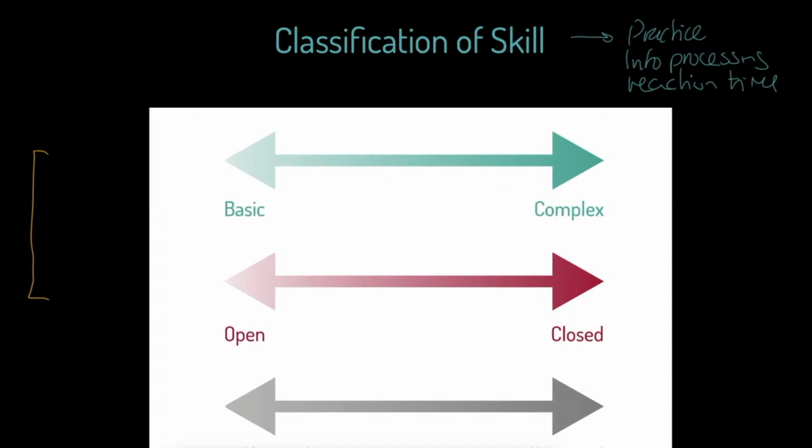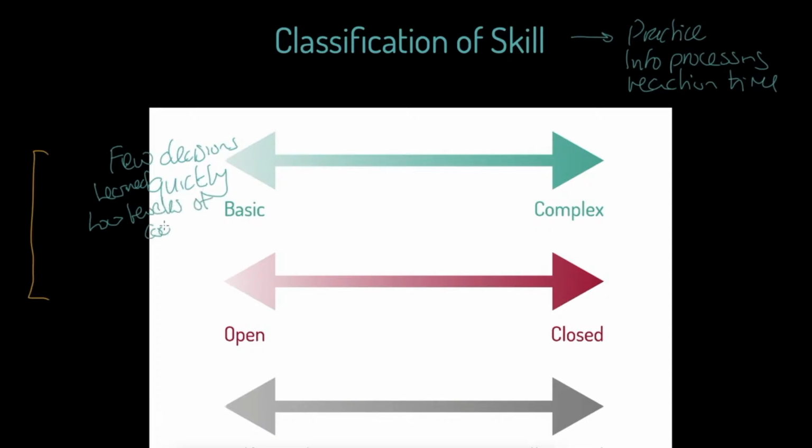What is a basic skill? It is a skill that takes few decisions. It is a skill that can be learned quickly. Let me actually put the word learned in there, better. Learned quickly, and it requires low levels of coordination.